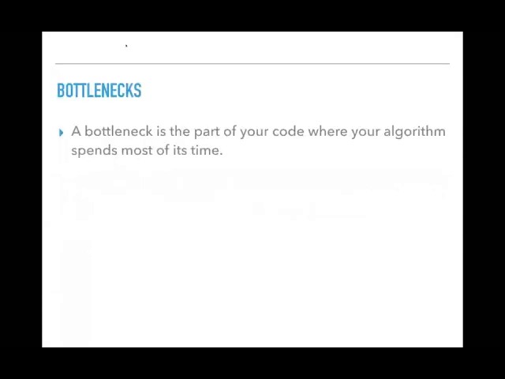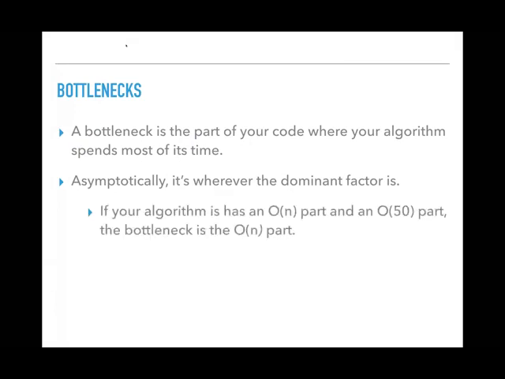Okay, so let's talk about bottlenecks. A bottleneck is part of your code where your algorithm is spending most of its time. Basically, you can think about it asymptotically, it's wherever the dominant factor is. It's wherever most of the looping is happening. It's wherever the n squared is. That's the bottleneck.